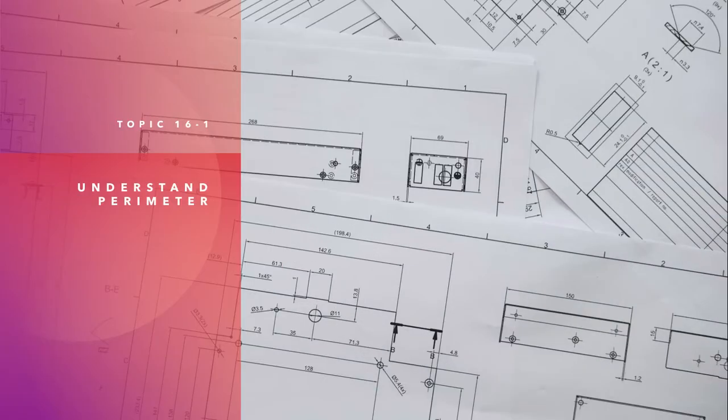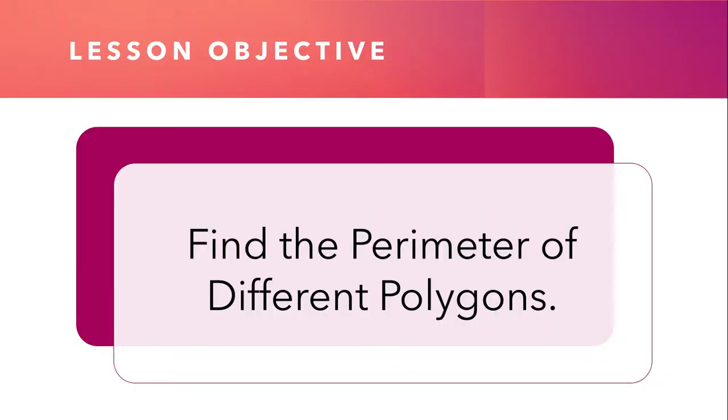Hello, friends. We are officially starting topic 16.1, which is understanding perimeter. Our lesson objective is find the perimeter of different polygons. Remember, polygons are all closed shapes that have sides. So this would include triangles and anything moving forward from that.